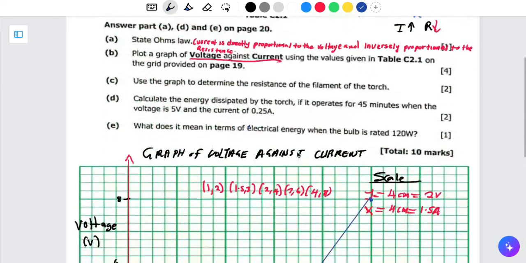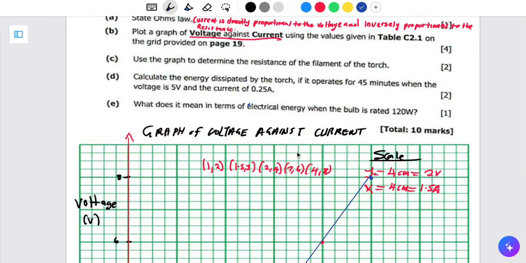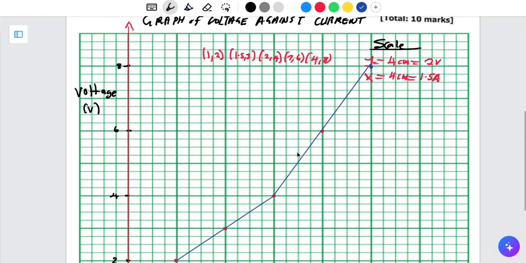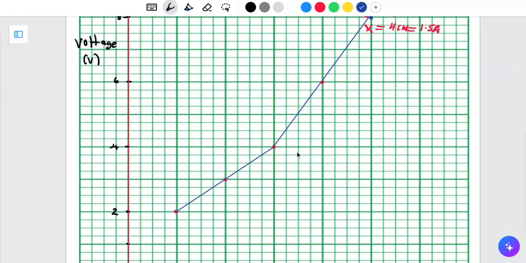So for question C, using the graph to determine the resistance of the filament of the torch. So to determine the resistance, you need to find the gradient. So gradient is equal to the resistance. You know that gradient is equal to y2 minus y1 divided by x2 minus x1. So this is equal to the resistance.